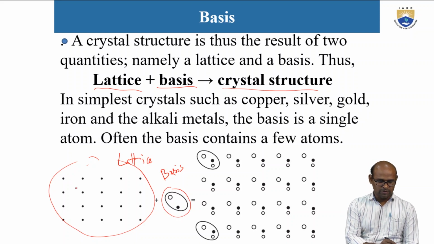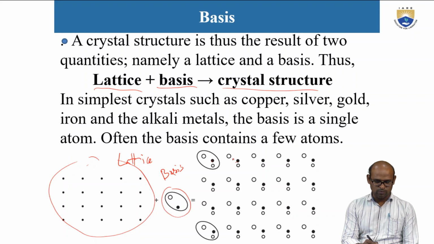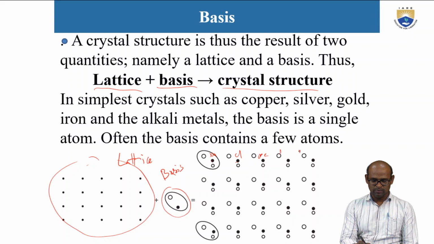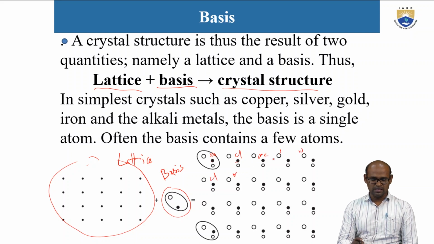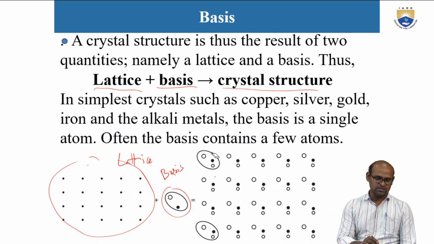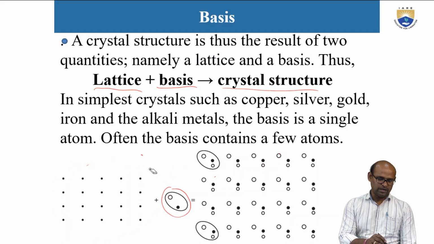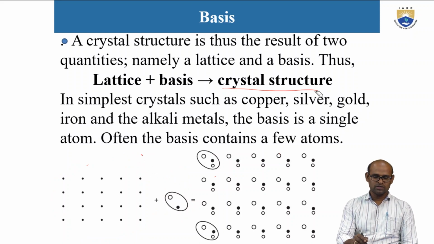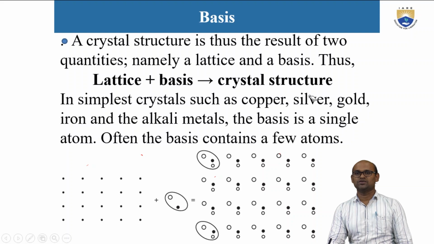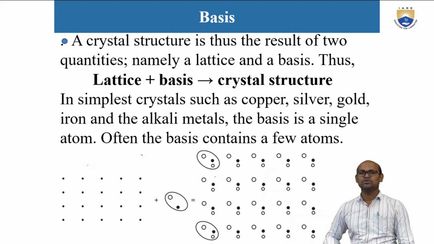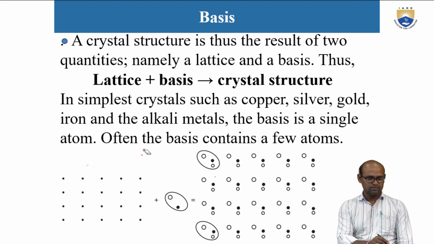For example, here these are the lattice points. So I can put sodium here, chlorine here, sodium here, chlorine here, sodium here, again chlorine here, sodium, like that. By attaching these bases to each lattice point, I am going to generate the actual crystal structure that is required. So the actual crystal structure is generated by using lattice plus basis. First you generate a space lattice and then attach a basis to each space lattice point. You are going to generate a crystal structure in 3 dimensions.